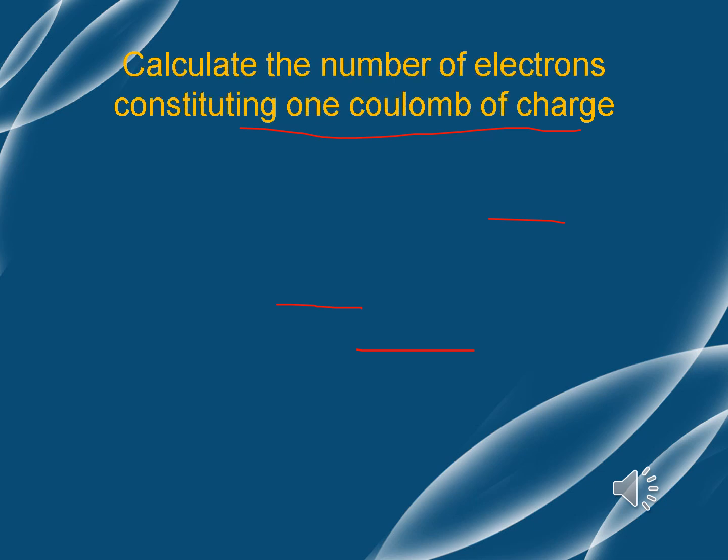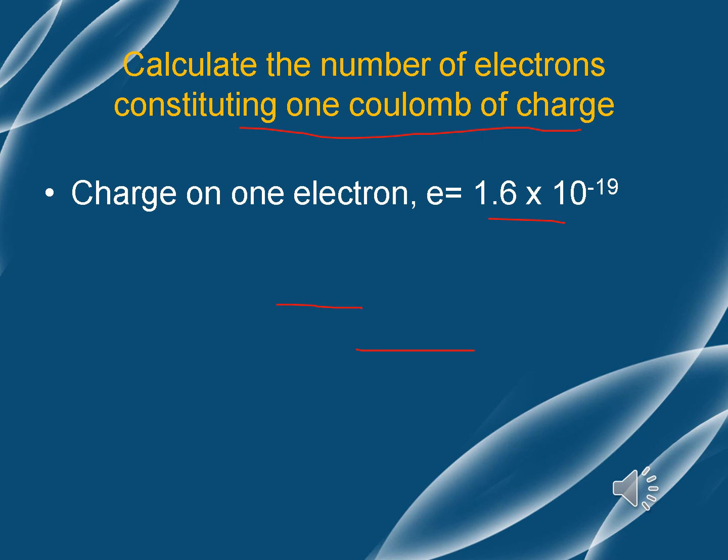Welcome back. Today we will be doing the word problems from the chapter Electricity. Here we have our first question. Calculate the number of electrons constituting 1 coulomb of charge.